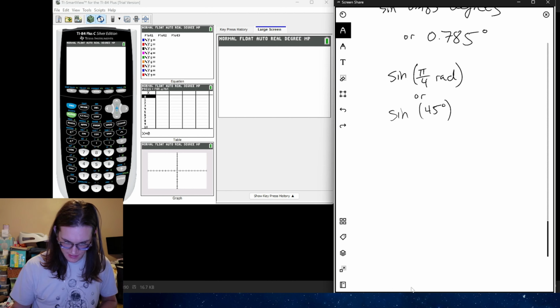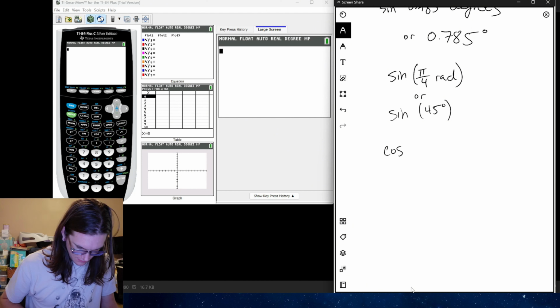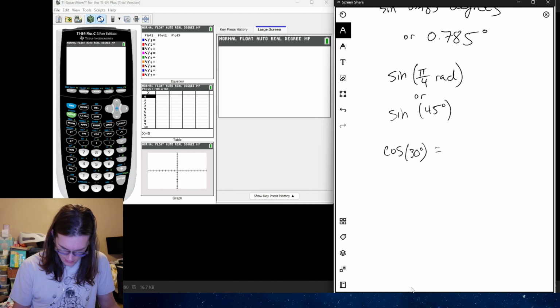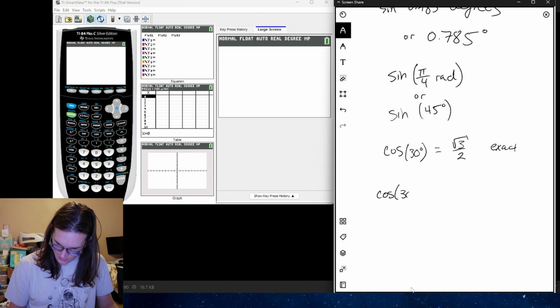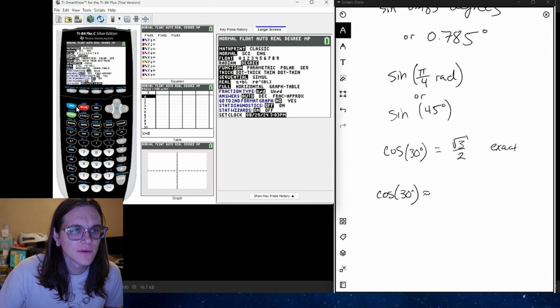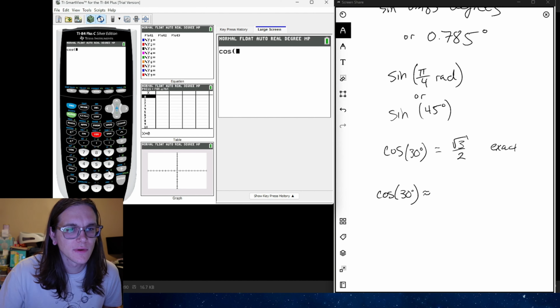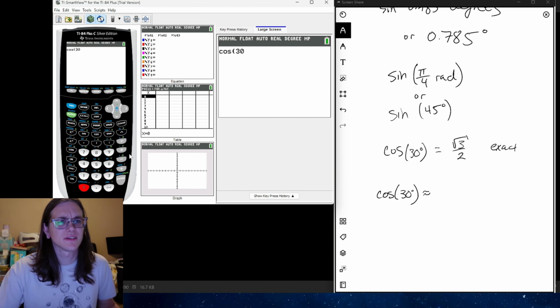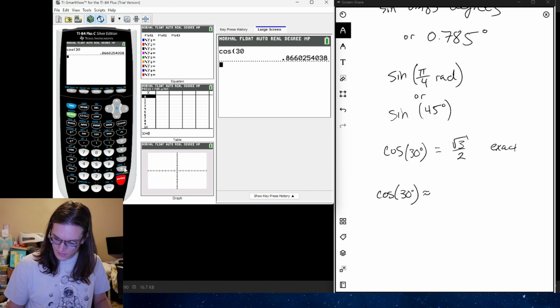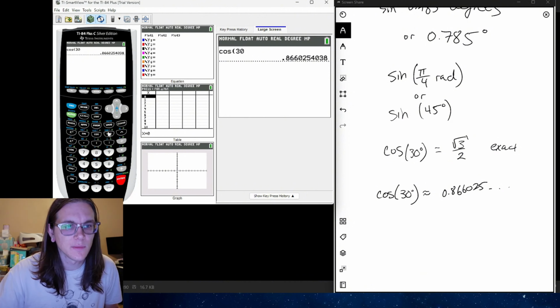Another example is, say, cosine of 30 degrees is known to be root 3 over 2, exact value. And out of your calculator, let's check what we're on, degrees, good. You don't have to close the parentheses on a function like this. It's about 0.866025 something something.